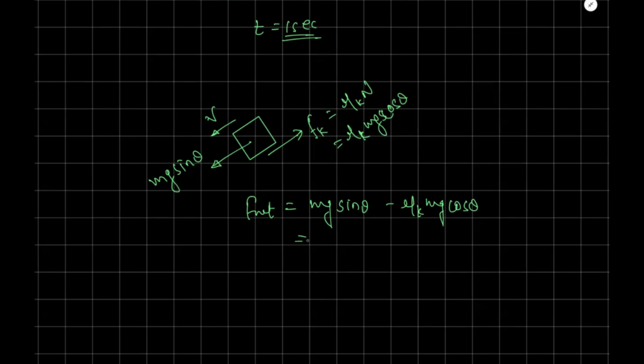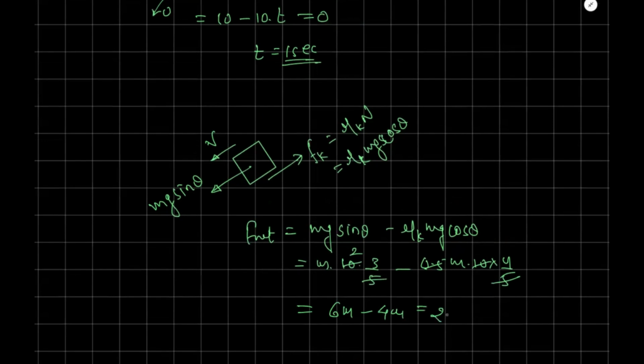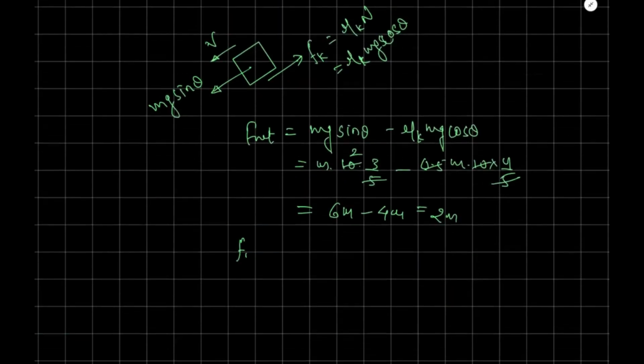We'll put the value now. M into g is 10, sin theta is 3 by 5, minus mu k is 0.5 into m into g is 10, and this one is 4 by 5. So when you solve this one, what you will get? You will get 2m only. So we can say F net, that is 2m, is equal to mass into acceleration again. M will cancel out, so we'll get acceleration is equal to 2 meter per second square.